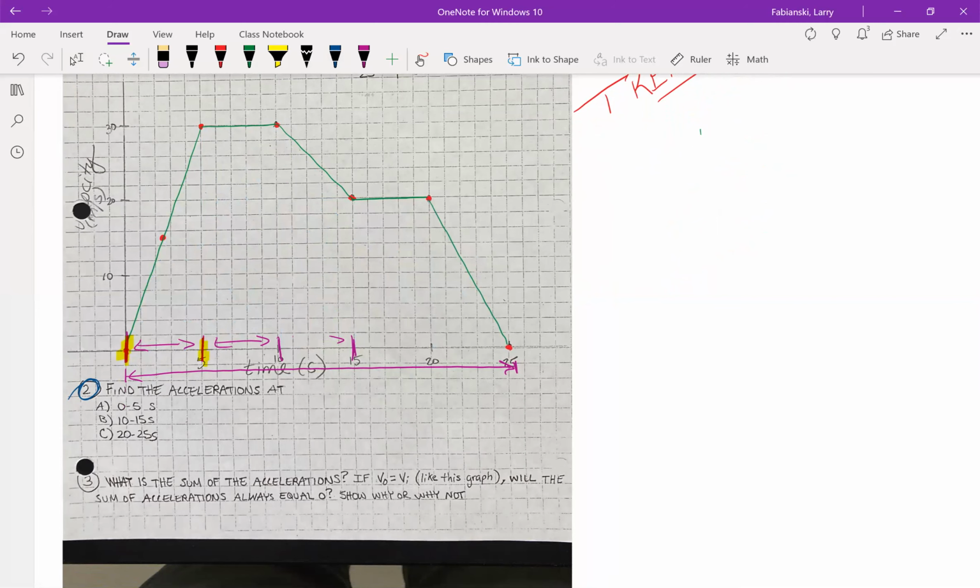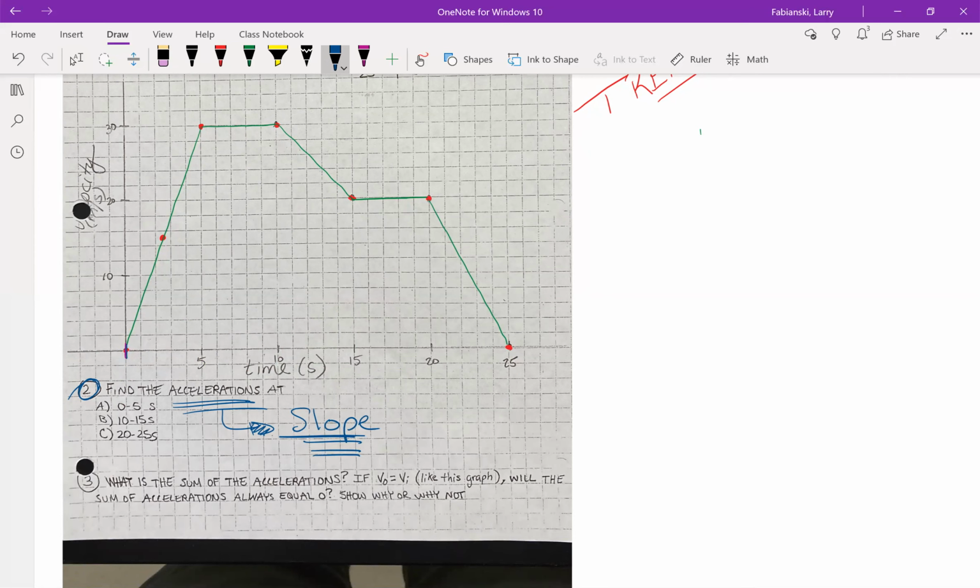Now what we're looking at doing is finding the accelerations. And if we remember, acceleration is determined by calculating the blank of a velocity versus time graph. Do you remember what that is? Correct. That is the slope. So we are looking at the slope of these time intervals.